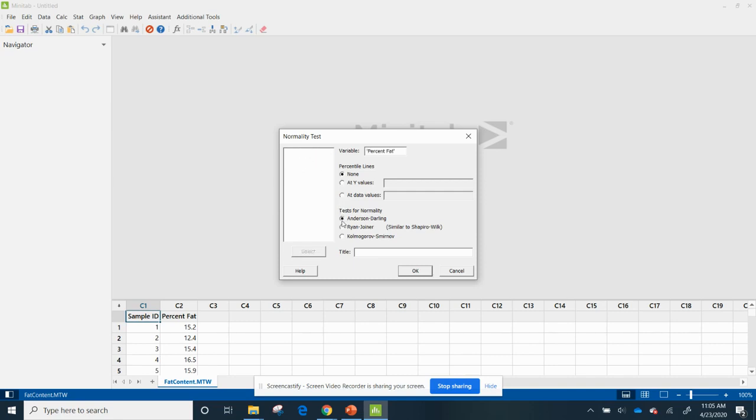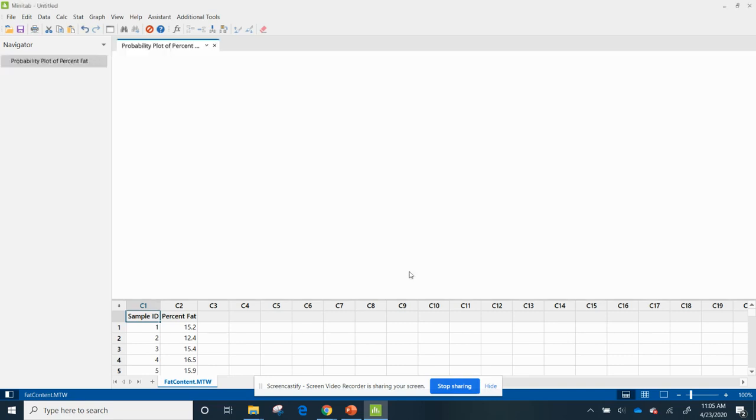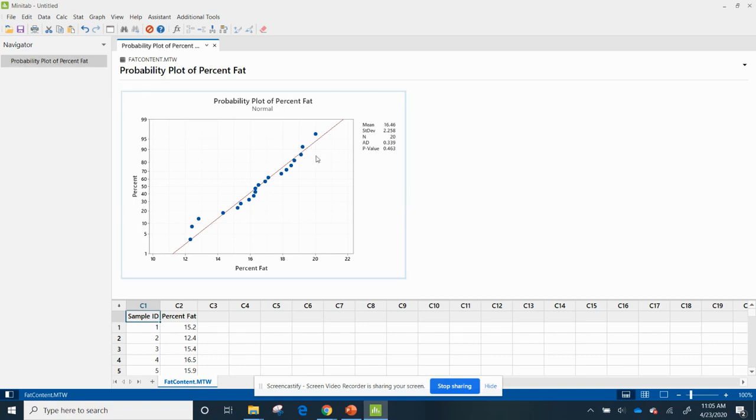The default is the Anderson-Darling. Just go with that one. That's the one we're going to do in this class. There are tons of different normality tests. This is the main one, and it's the easiest to understand. So I hit OK. And it brings me this pretty graph up.